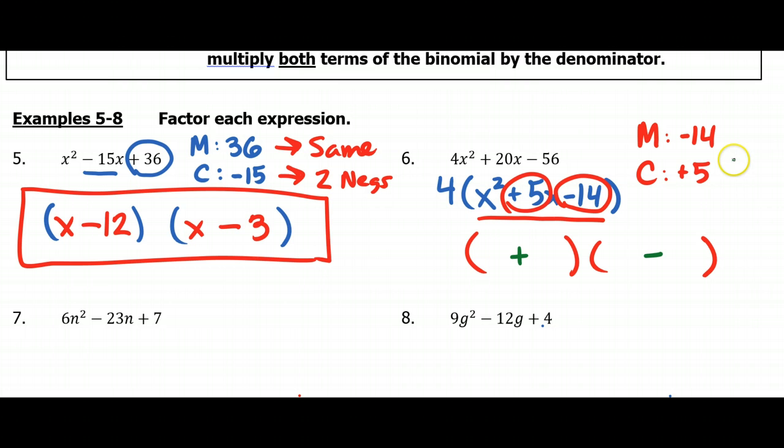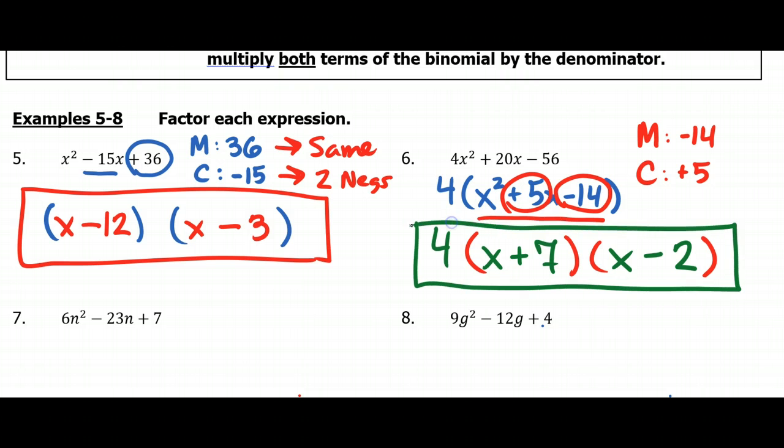And I need my numbers also to combine to get positive 5. Okay, well, if I think about factors of 14, since they're different signs, that means they need to have a difference of 5. 7 and 2, okay, if you take the difference of 7 and 2, you do get 5. So that means I need to have a positive 7 and a negative 2 in order to combine those to get a positive 5. And so that trinomial there will factor into x plus 7 times the quantity x minus 2, and then don't forget we need to bring this 4 out that we originally factored out. So this would be the factored form of my answer.